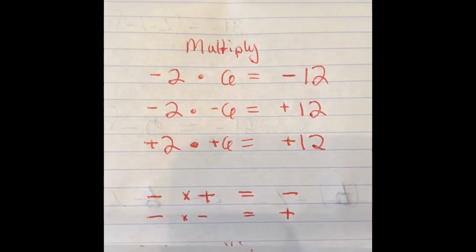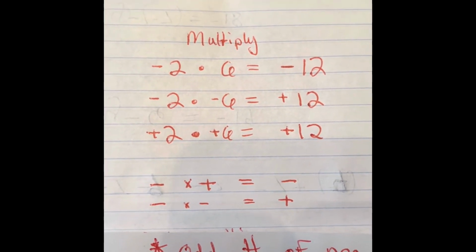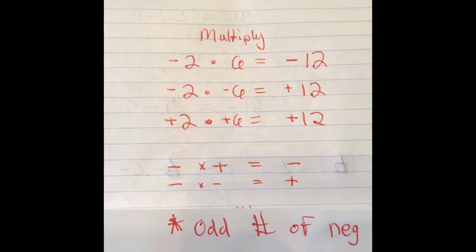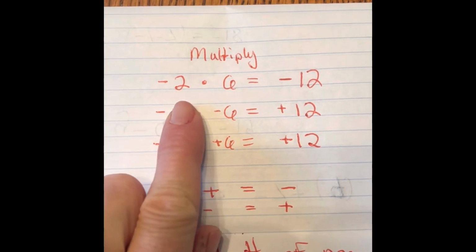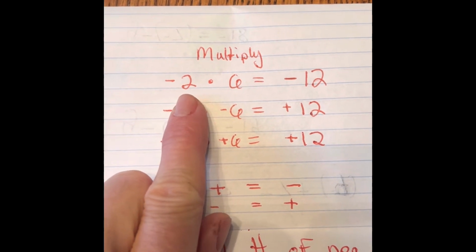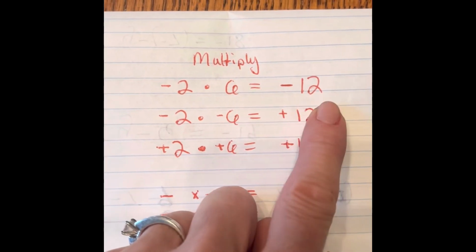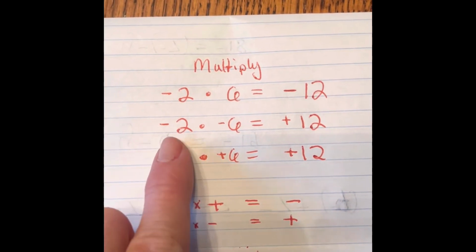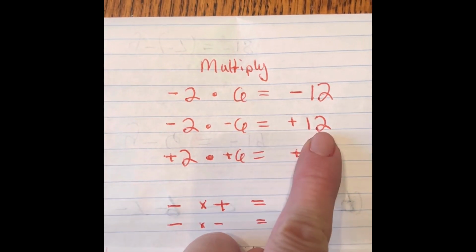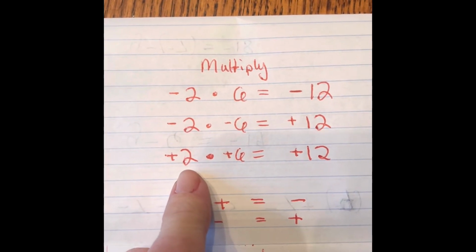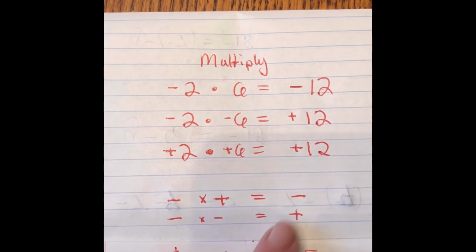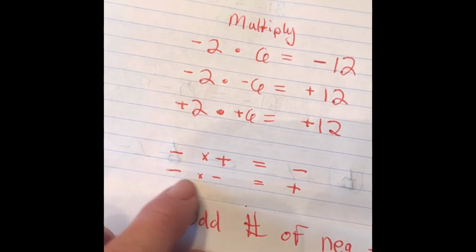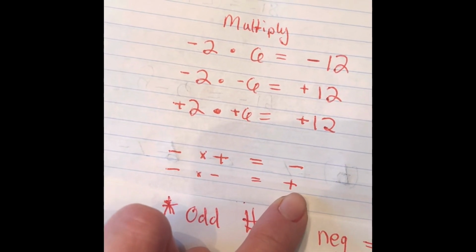Okay, one final thing that I want to make sure you guys know is when you're multiplying integers together and they're negative and positive, let's just go over this. So I think most of you guys know if we multiply a negative and a positive, we get a negative. Negative 2 times 6 equals negative 12. If we multiply a negative and a negative, we get a positive. And if we multiply a positive and a positive, we get a positive.